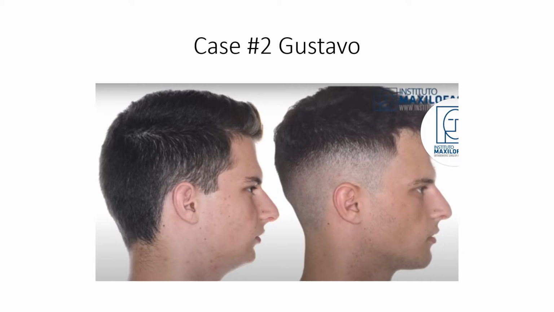You can see the nasolabial angle in the before, it's like around 130 degrees, and the after it's closer to 90. You can see the lower lip, or the labial mental fold is way behind the nasion, where the pogonion and the labial mental fold is right in front of the nasion in the after photo.